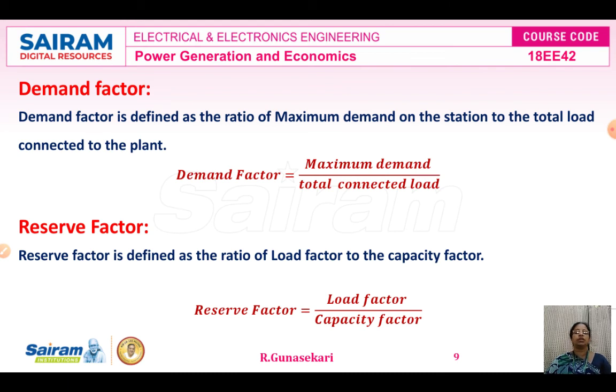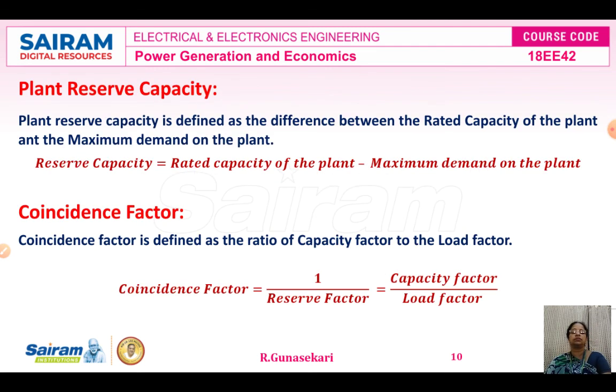How to calculate the reserve factor? The reserve factor is defined as the ratio of load factor to the capacity factor. Already we know the formula of the load factor. Load factor is nothing but average demand load divided by maximum load. Now the capacity factor, that means average load divided by rated capacity. From this we can calculate the reserve factor. Then next we can calculate the plant reserve capacity.